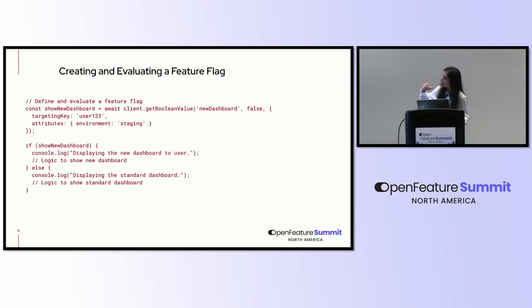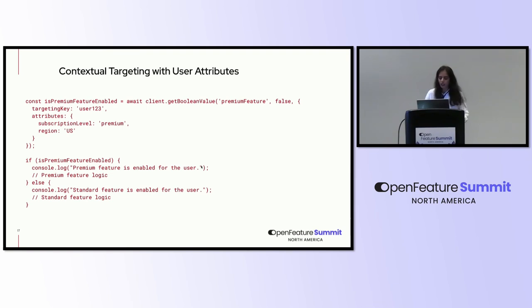This specifies a unique identifier for the user. It allows the flag evaluation to be personalized for this specific user. And there are attributes, which are environment and staging. This object contains additional attributes that might affect the flag's evaluation. Here we have taken the environment, which is set to staging, which indicates that this flag evaluation is intended for staging purposes and not production. So this is the way you can implement it.